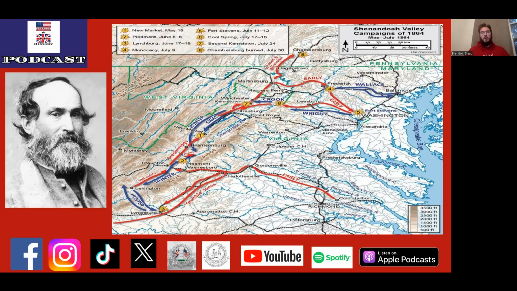And while Grant's going after Robert E. Lee, he places Franz Sigel, who's in charge of the Army of the Valley, and his goal is to go after the Shenandoah Valley, which is known as the breadbasket. And remember, this is a very important region that would have supplies that would feed Robert E. Lee's army, and that would go on for several years.